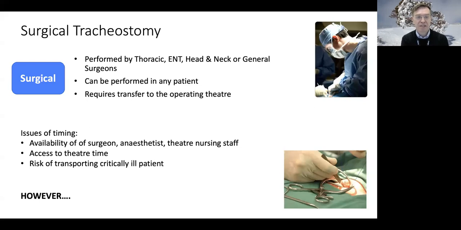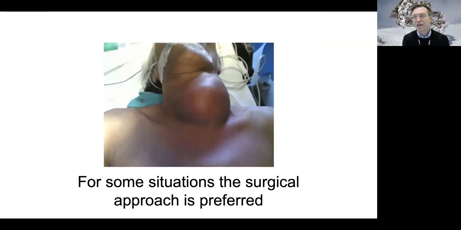There are some patients, however, just go to the next slide, Hannah, in which surgical tracheostomy is the only option. And I don't think any clinician would suggest that a percutaneous approach would be suitable for the patient pictured here.